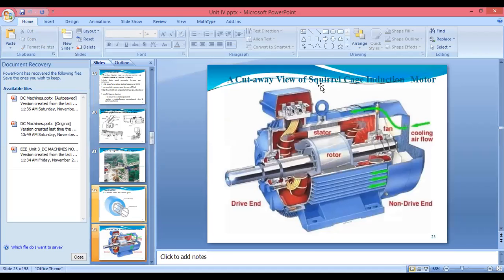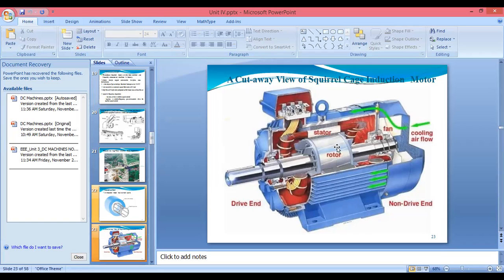A cutaway view of the squirrel cage induction motor. If you see, this is the outer covering, blue. We can see this as the stator frame. After that, if you see here the copper-like structure, we can say this is the stator core. After that, I have written the names on that diagram. This we can say is the stator winding.